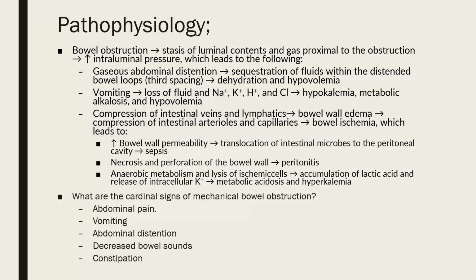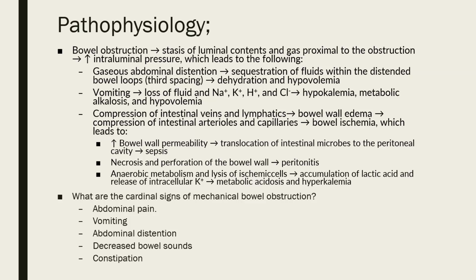So what is the pathophysiology of what happens then when there's an intestinal obstruction? Obviously there's an obstruction, and then that is going to cause stasis of luminal contents, right? So if the luminal contents are not going, that means also gas is going to be impacted in there. That is going to increase intraluminal pressure. What is that going to lead to? It's going to lead to distension, right? And then that distension is going to increase the space between the cells. So there's going to be sequestration of fluids within the distended bowel loops. So essentially what we call third spacing, and this is going to lead to dehydration and hypovolemia, right?